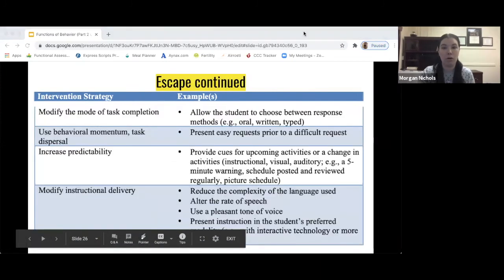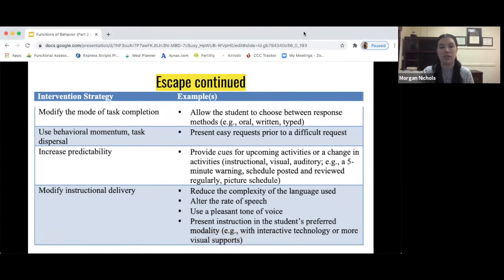Here are some more escape maintained interventions. So let's see, we can increase the predictability, right? If we use a visual schedule, if we use a clock that shows how much time they have to relax before we need them to start doing their homework, before we need them to start taking a bath and getting ready for bed, if they have a visual in front of them, it'll increase the predictability of what's going to happen, and they'll be more likely to comply because they know that that's just their regular routine.